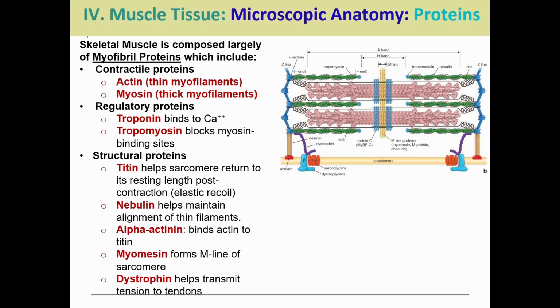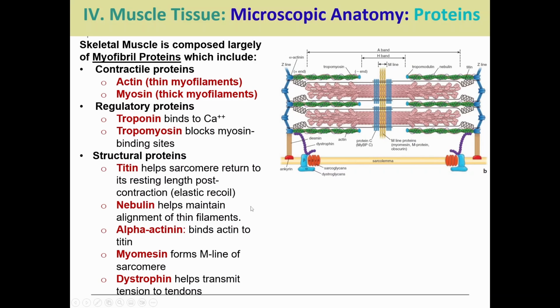Some other things, those are really the four big ones I care about the most. But if we look at some other things and what they're doing, these are just for structure. We have titin. This is going to help the sarcomere go back to its resting length, basically to stretch back out after we've gone through contraction. Nebulin, which will maintain the alignment of the thin filaments. Alpha-actinin, which binds the actin and the titin together. Myomesin, which is going to be the M line in the middle, right? And then dystrophin, which is going to transmit tension to tendons.